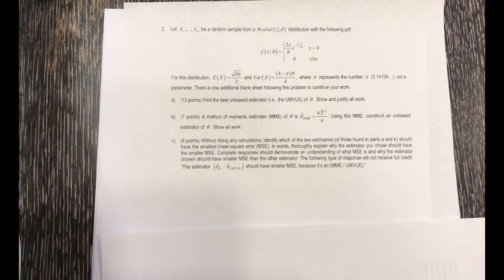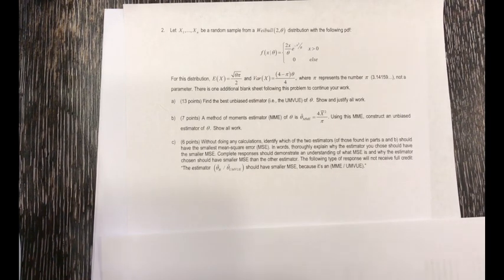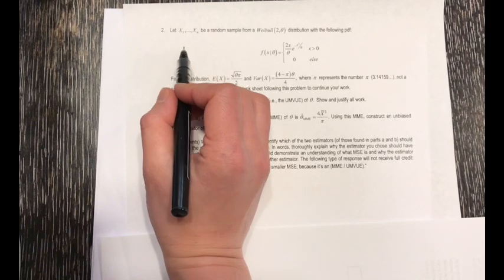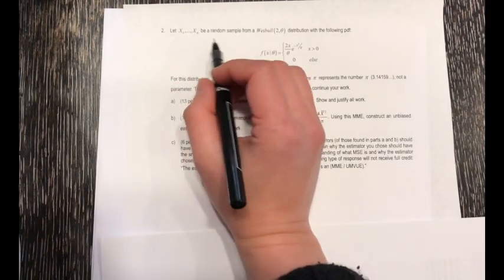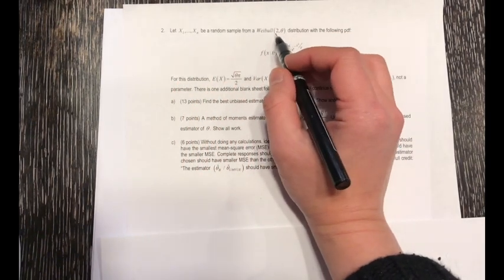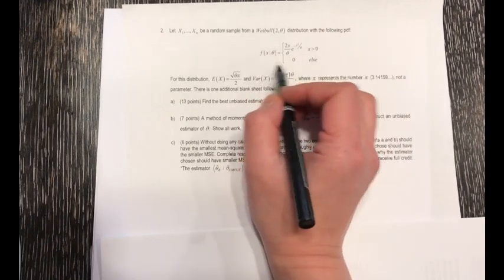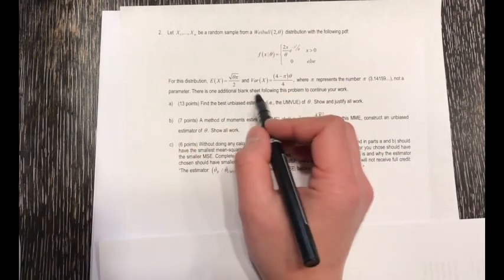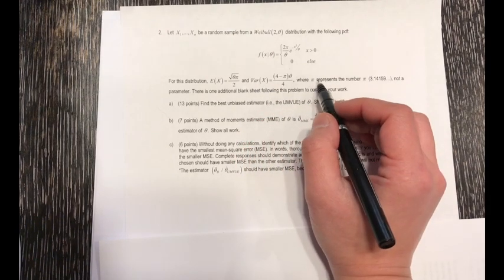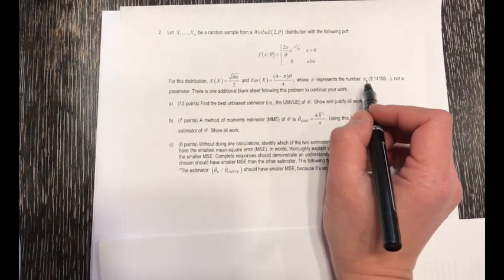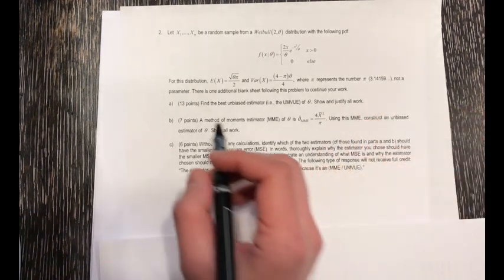Okay, this is a problem from last year's 502 in-class exam. This is question number 2. Today we will try to solve this problem as my video project. Here we already know that X is a random sample from a Weibull(theta) distribution. And here is the PDF, the expectation and the variance. Also, they remind us that pi is not a parameter but a constant.